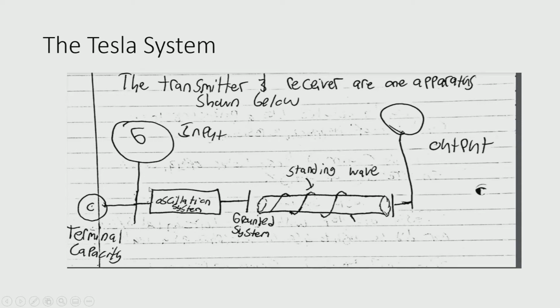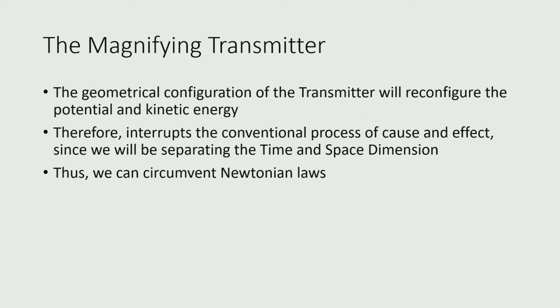All right, so this is how the transmitter and receiver are shown. This is just a block diagram. Again, you got a big generator, big pulse that's being produced. That's being sent through the oscillation system in between the terminal capacity, in between that sphere, and it goes into the ground. And this is how it looks sort of in the ground. It's acting as a standing wave, and then it will reach its output.